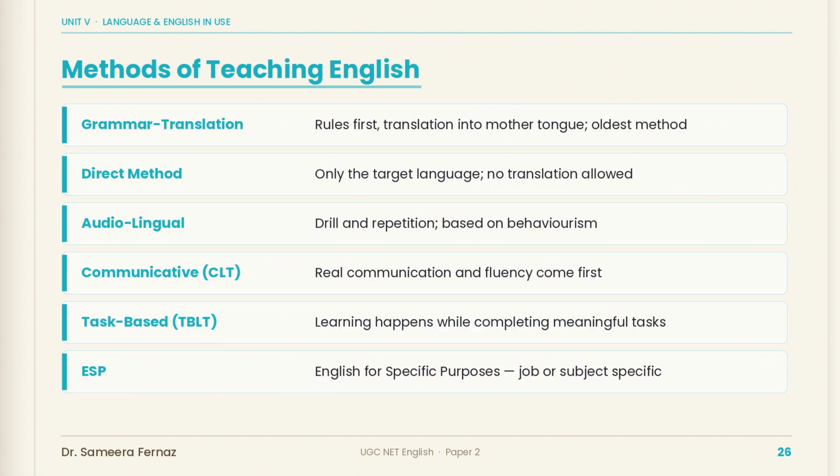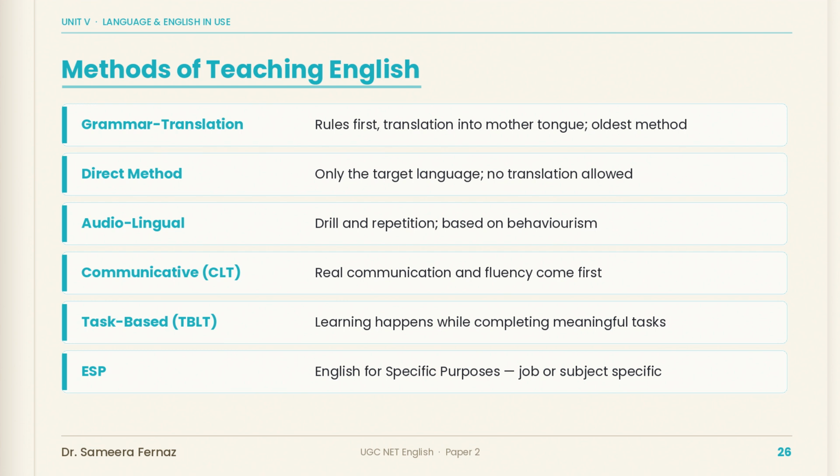Now the methods of teaching English. The grammar translation method teaches rules first and translates into the mother tongue. It is the oldest method. The direct method uses only the target language with no translation. The audio-lingual method uses drill and repetition and is based on behaviorism. Communicative language teaching, or CLT, puts real communication and fluency first. Task-based language teaching makes learning happen while completing meaningful tasks, and ESP means English for Specific Purposes, designed for a particular job or subject.